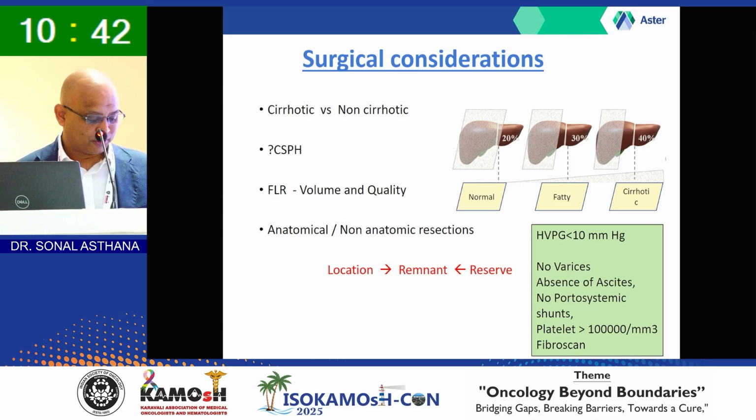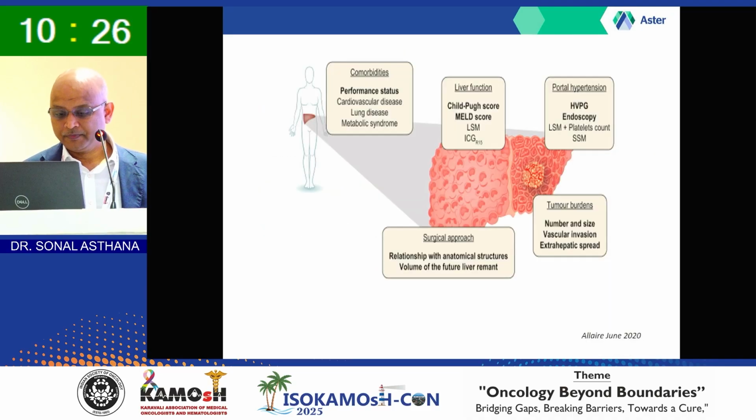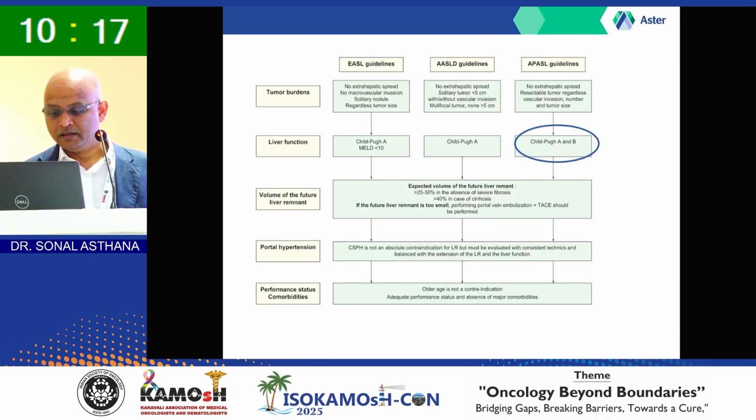Sure. So Dr. Santosh, that was confusing. Basically, you're right, because when the liver is damaged, you need a larger FLR, you need more than 40% of the liver remaining. Of course, you need to have absent portal hypertension, and you have to look at both the size and the quality of the liver that is remaining. So essentially, when we are looking at a resection, we are looking at comorbidity, liver function, portal hypertension, the surgical approach, and the tumor burden. And of course, you're also looking at where you are.